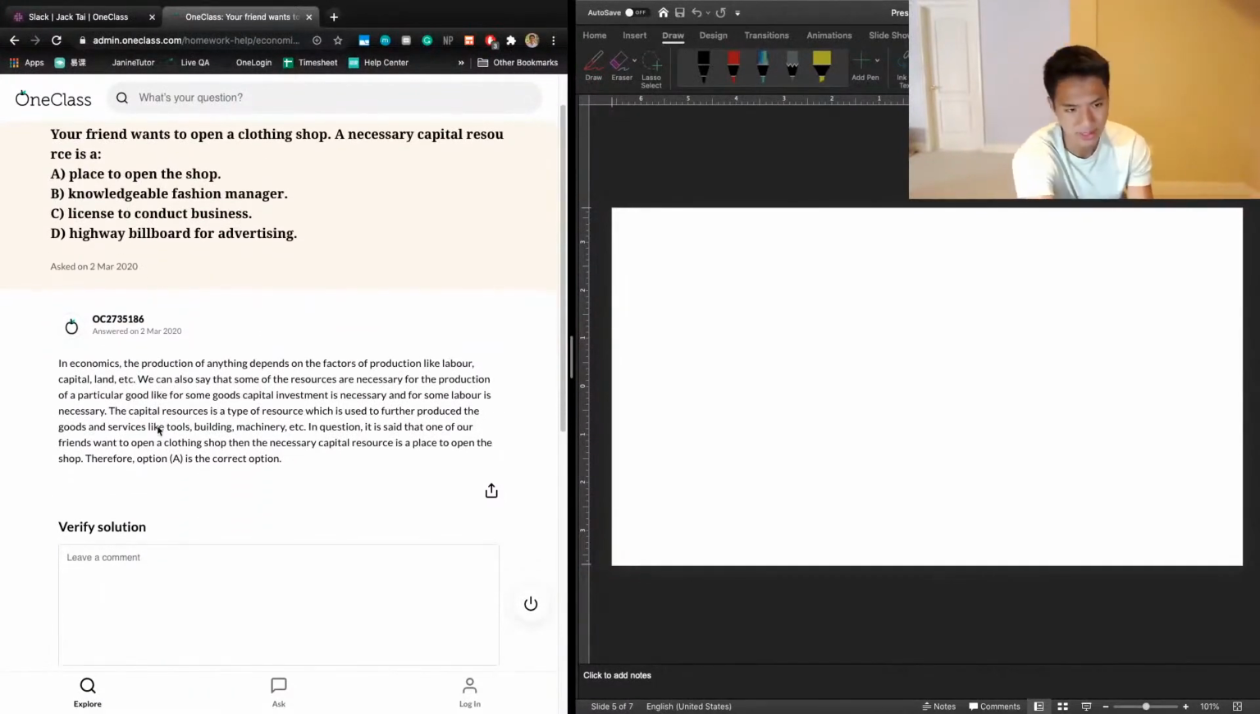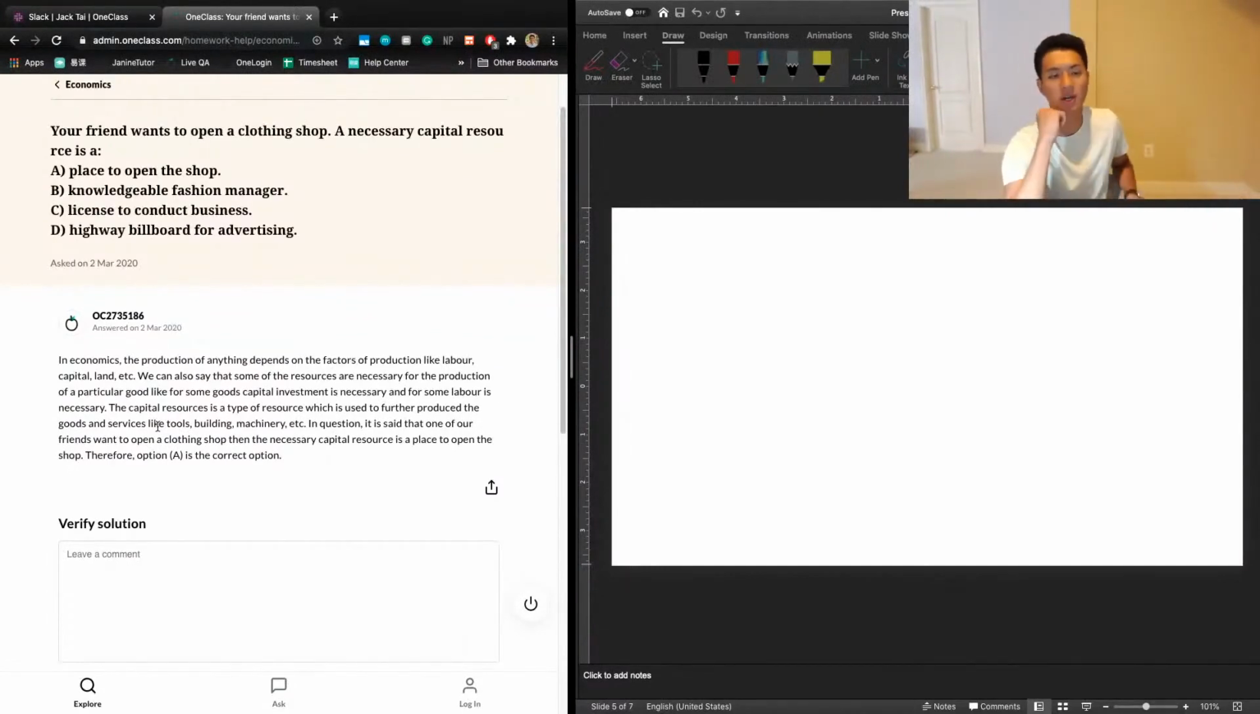Let's take a look at the previous tutor's answer. Previous tutor says that in economics, the production of anything depends on factors of production like labor, capital, land, etc. We can also say that some of the resources are necessary for the production of a particular good. Like for some goods, capital investment, and for some, labor is necessary. The capital resource is a type of resource which is used to further produce goods and services like tools, buildings, machinery, etc. In the question, it is said that one of our friends wants to open a clothing shop, then the necessary capital resource is a place to open that shop. Therefore, option A is the correct answer.